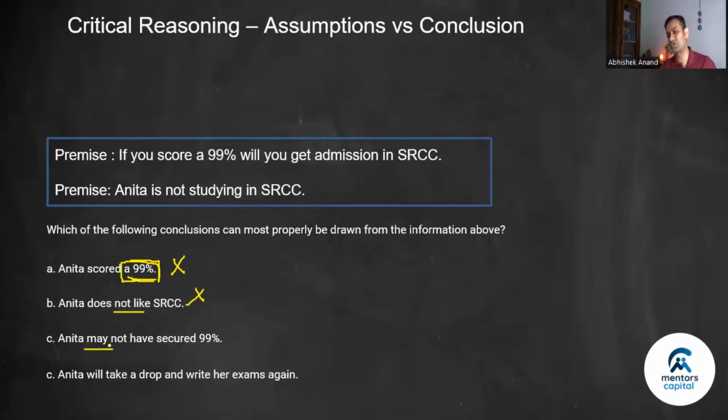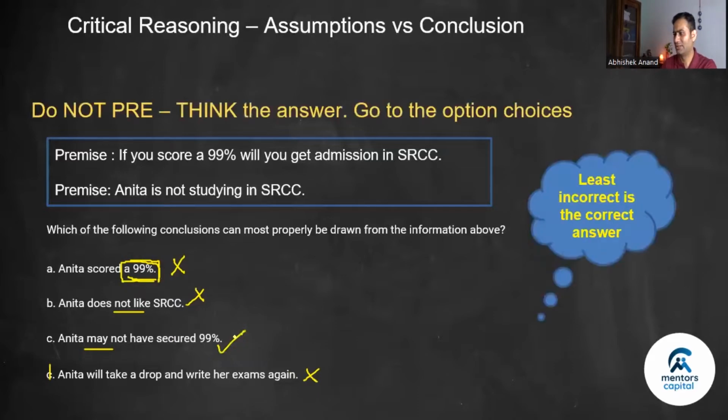If the same choice had been written as, Anita did not secure 99%, then this would have been an incorrect choice because we are not sure, right? But as it stands, I cannot eliminate it. Look at option D. Anita will take a drop and write her exams again. Again, we can't say what Anita will do. So of the 4, C is the best answer.